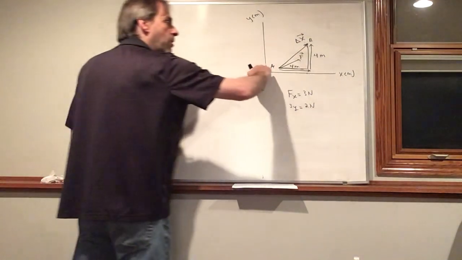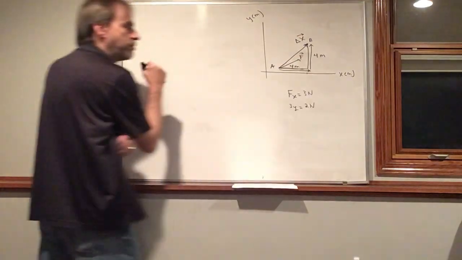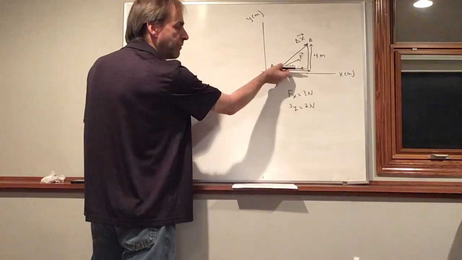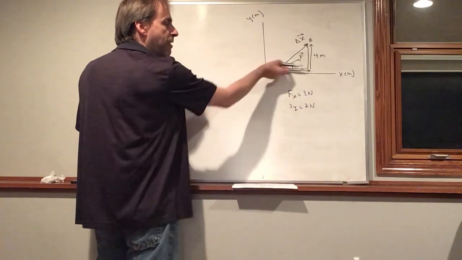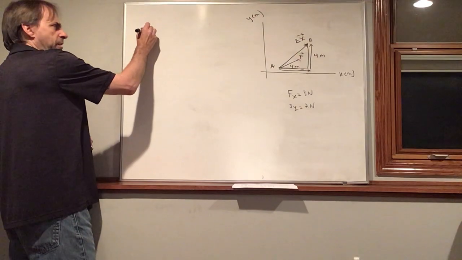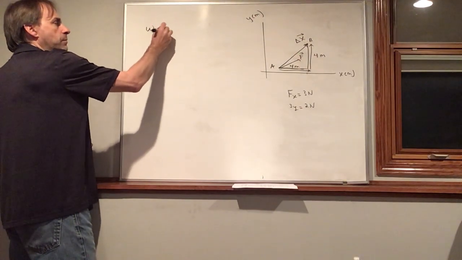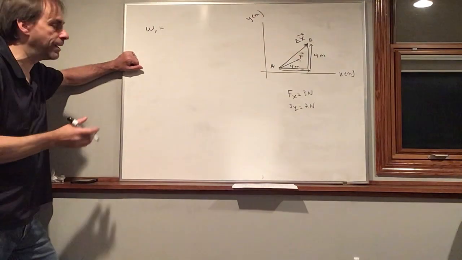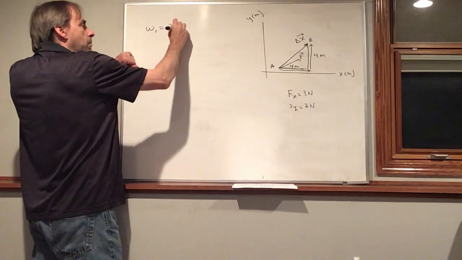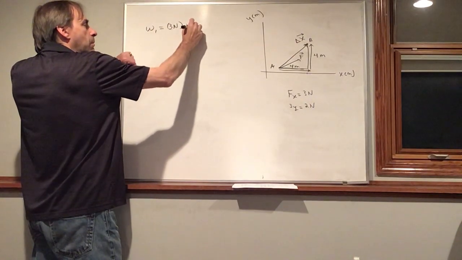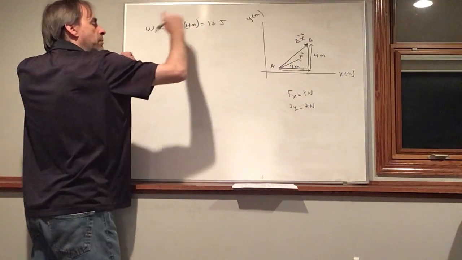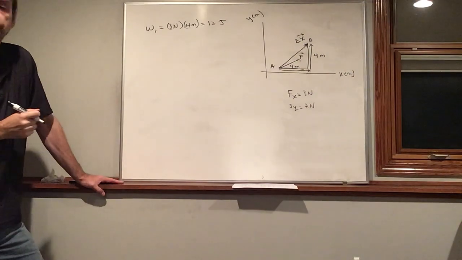So when we go across this first path, we have a force that's in this direction. We only want the component of the force in the direction it's moving, which would be 3 newtons. So let's call this W1, the work along path 1. We'd have 3 newtons times 4 meters, so that would be 12 joules. A newton times a meter is a joule.